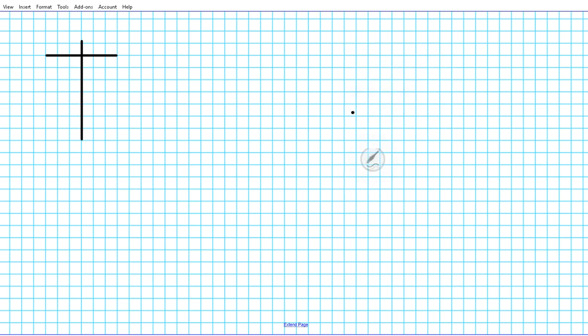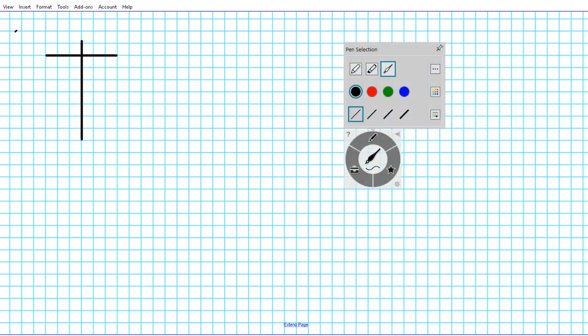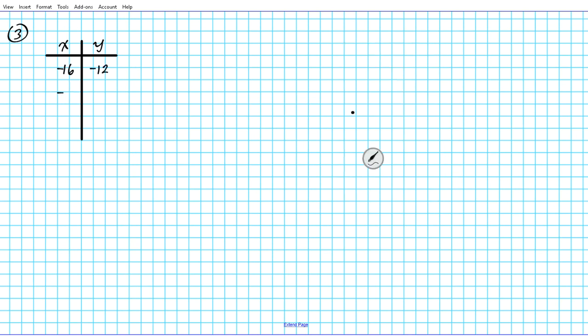and number 3, x and y. So our x is negative 16, and the y is negative 12. For negative 8, the y is negative 6. For 0, the y is 0. And then for 4, the y is 3. Okay, so let's take a look at this. We want to find a constant of variation. So just by inspection, what do you multiply the x's by to get the y?